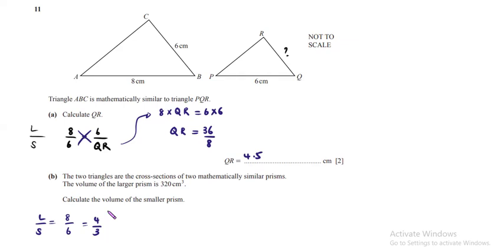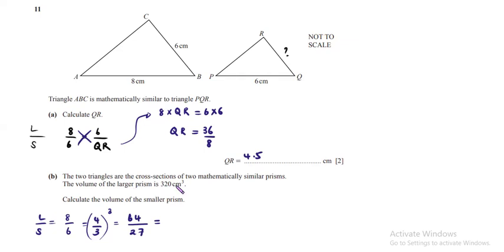I need to find the volume of the larger shape. In that case, what I'm going to do is I need to find the volume scale factor. So I'm going to cube this. When I cube this, I get 4 cubed over 3 cubed. So 4 cubed is 4 times 4 times 4, that is 64, over 3 cubed, which is 27. This is the volume scale factor that I need to relate with the volume given.